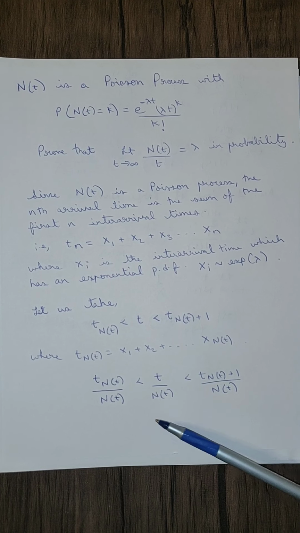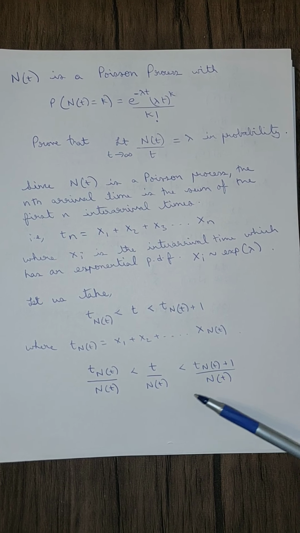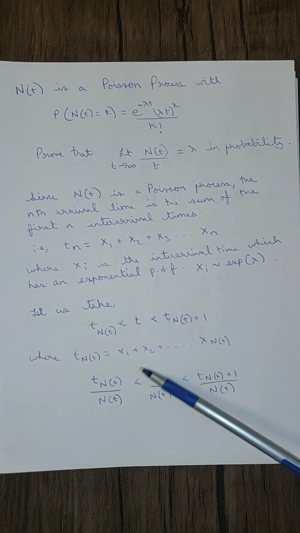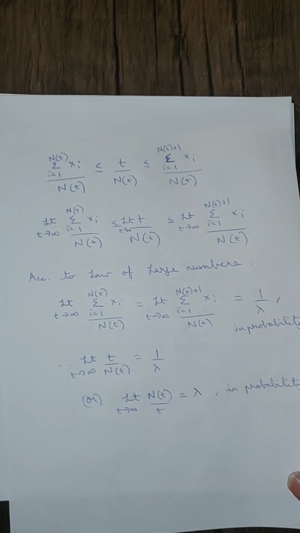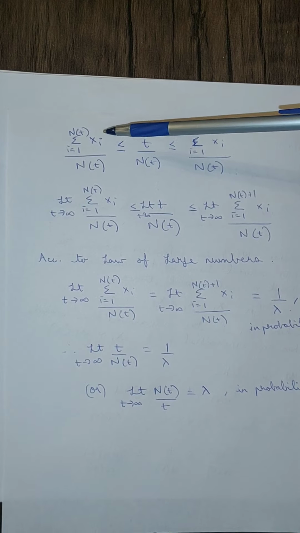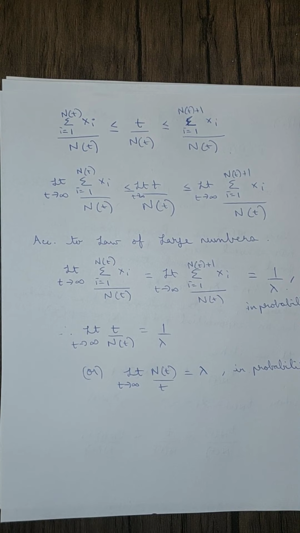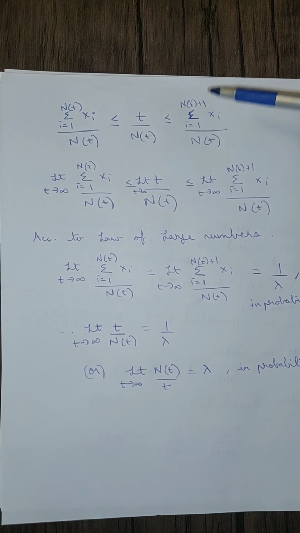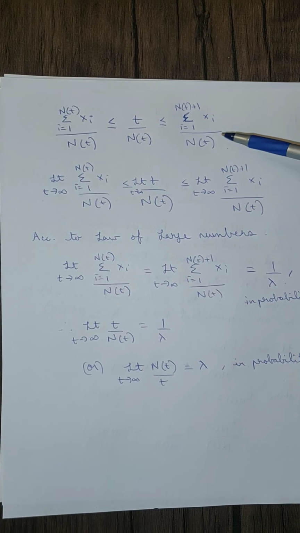Without any loss of generality, we get t by N(t) less than T_N(t)+1 by N(t), and T_N(t) by N(t) is less than or equal to t by N(t). So let us substitute the notation. T_N(t) was the sum of Xi, with i running from 1 to N(t), and T_N(t)+1 was the sum of Xi with i running from 1 to N(t) plus 1. So this is the final inequality we get.